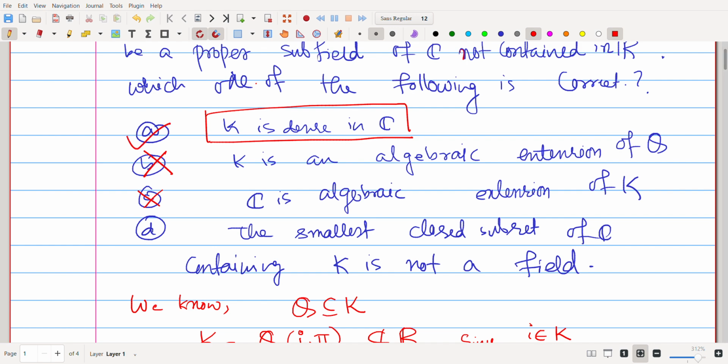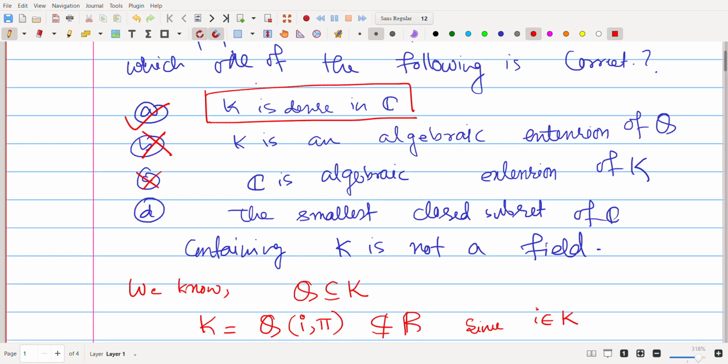And option D is saying that the smallest closed subset of C containing K is not a field. The smallest closed subset containing K means the topological closure of K, and the topological closure of K is C. That means it is a field. Hence D is also wrong. So option A is correct.